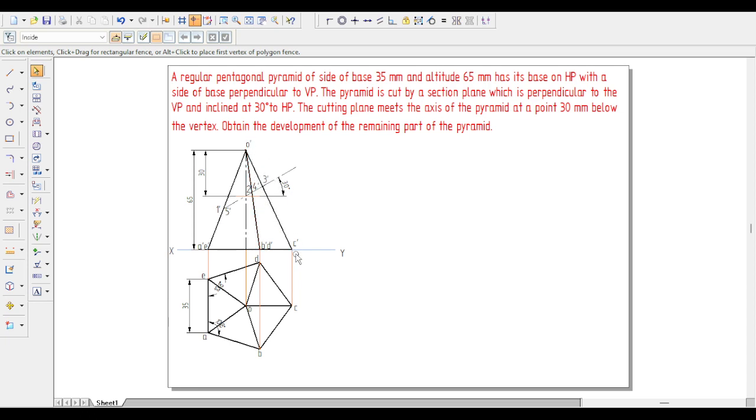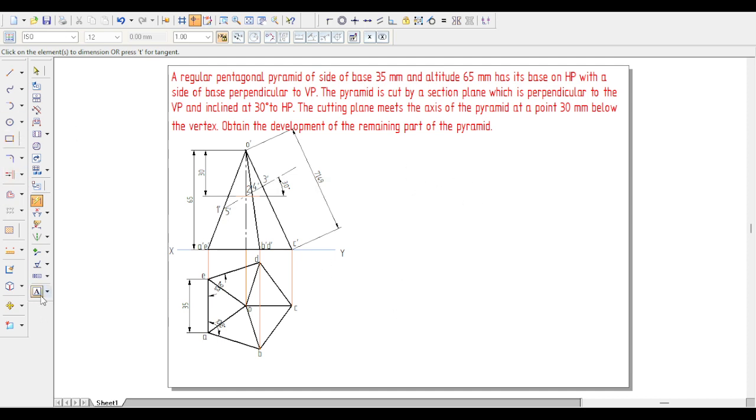By using this true length, we are going to draw the arc here. As we know, we are doing the development of the pentagonal pyramid with the radial method. For that, first the true length we need to calculate. The slant edge O dash C dash is perfectly parallel to the vertical plane, so that true length we can see here. I am going to measure this one as the true length, and I am going to draw it here.